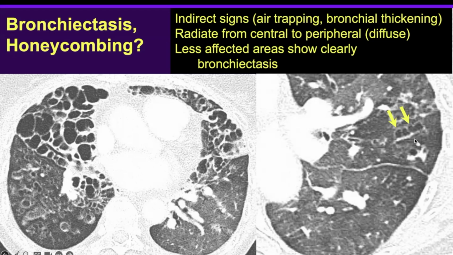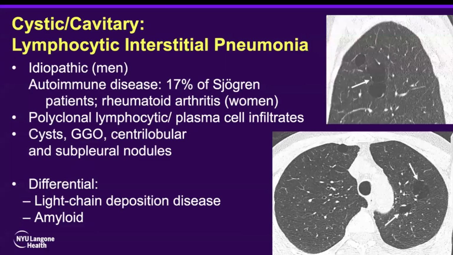And we can scrutinize the less affected areas. And here in the lingula, we can see the varicose bronchiectasis that is elongated and characteristic of bronchiectasis. So this is rather severe middle lobe and lingular bronchiectasis rather than exuberant honeycombing, in which there is more of a peripheral predisposition. This is cystic and cavitary disease.